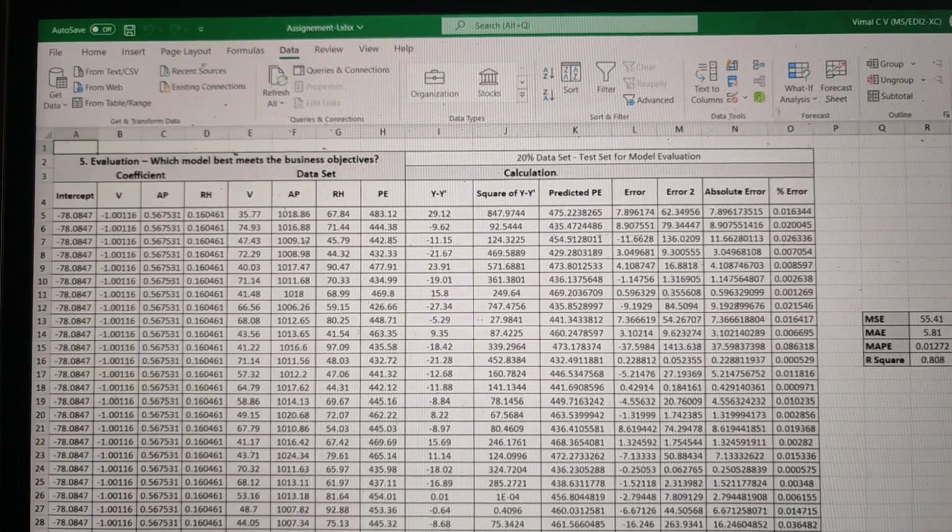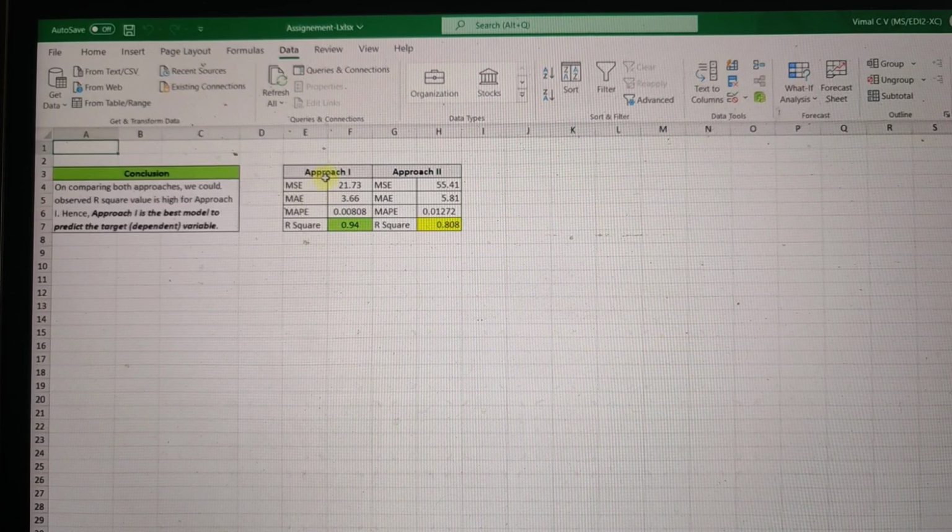In the next sheet you can see I used the second approach, and I calculated the R square value and the other MSE, MAE, and MAPE. The R square here comes to 0.808. Here also the remaining 20% test data is used as input to predict the values and calculate MAE, MSE, MAPE, and R square. So finally, as a result, from both approaches the R square value is 0.94 for one and 0.808 for the other.